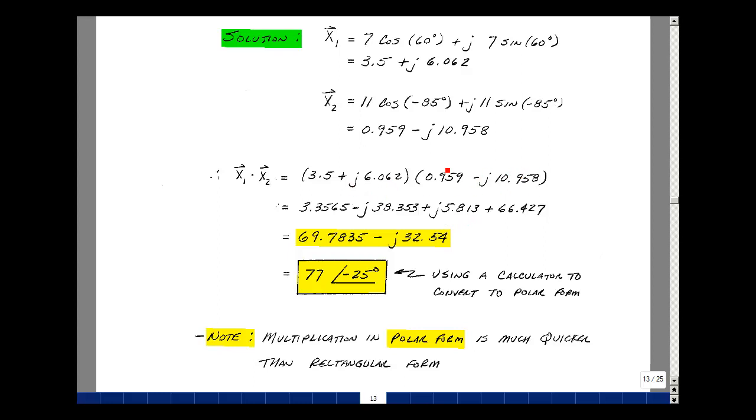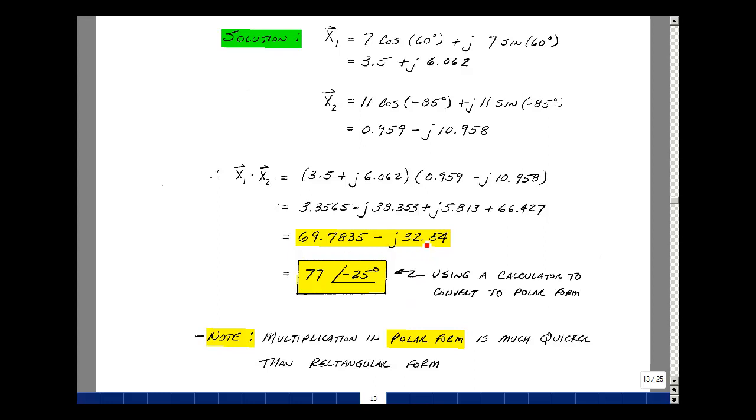Now I've got a j times a j, which is j squared, which is minus 1, times another minus 1, I get a plus. The 6.062 times the 10.958 was 66.427. Adding up the real part, I get 69.7835. Adding the two imaginary parts together, one of which is negative, I get a value of minus j 32.54. That compares with the last answer.